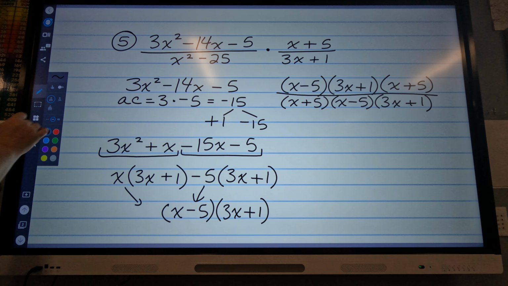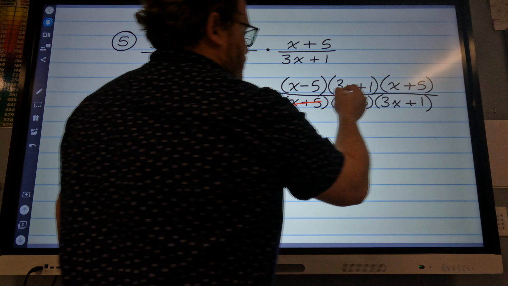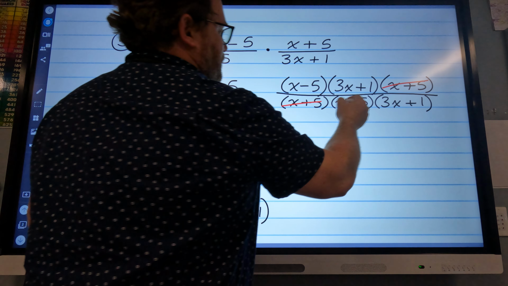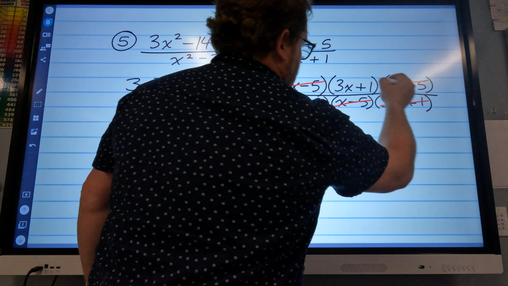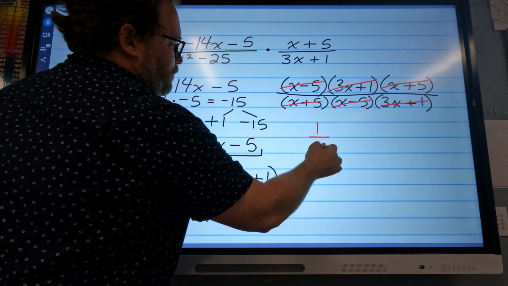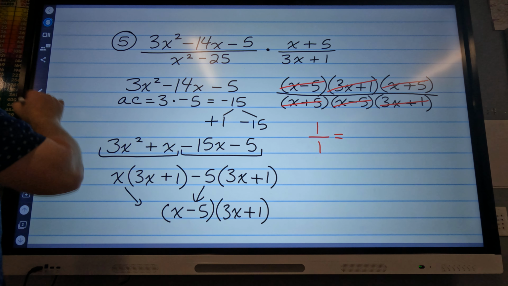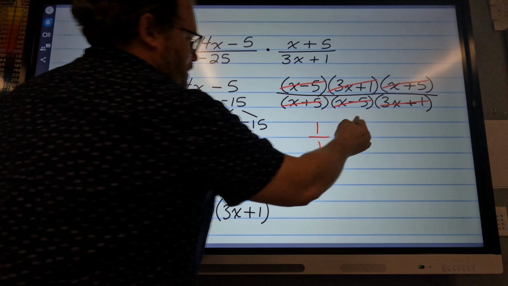And we're going to cancel out. So this cancels with this, cancels with this, and this cancels with this. Another situation, we've got 1 over 1, which equals just 1.